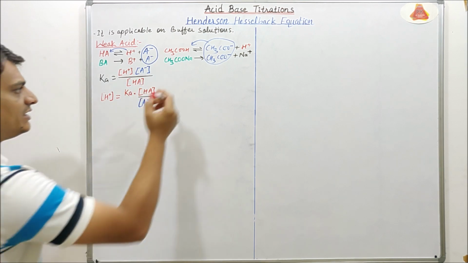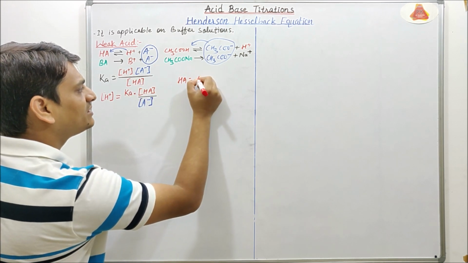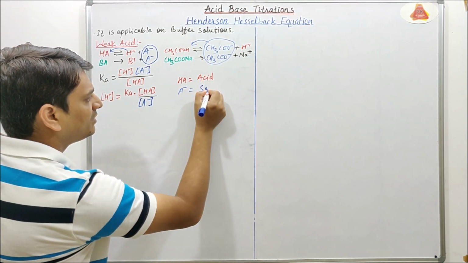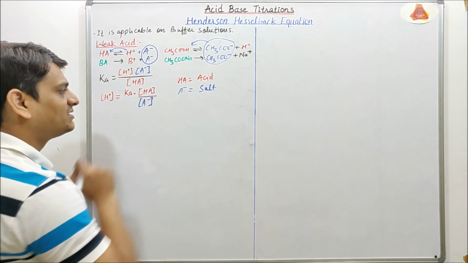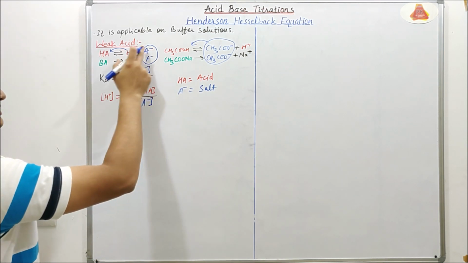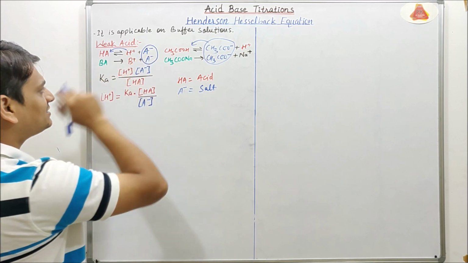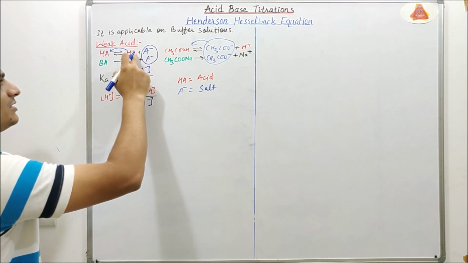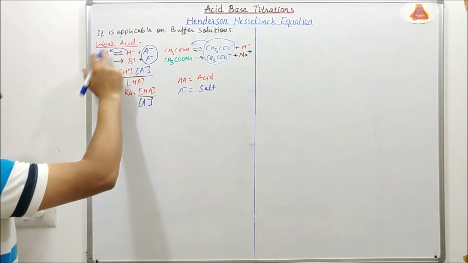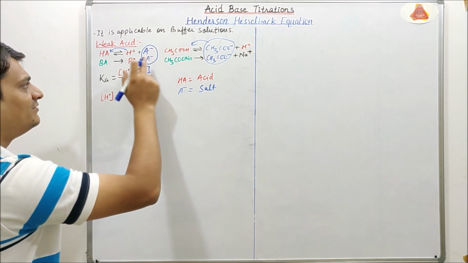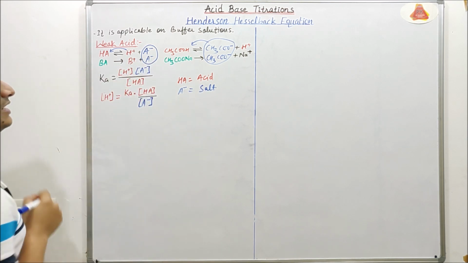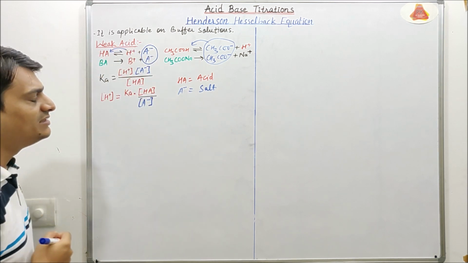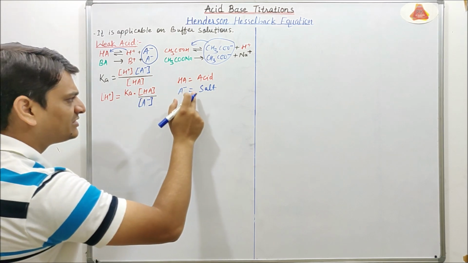Here HA represents the acid, and A minus represents the salt. Why are we taking A minus as the salt? Because A minus is present in the acid also and in the salt also. But as I have already told, due to the common ion effect, the dissociation of H plus and A minus will be decreased, and whatever A minus ion we are getting will be from BA, and the contribution of the A minus ion coming from the weak acid will be negligible. That is why A minus represents the salt.